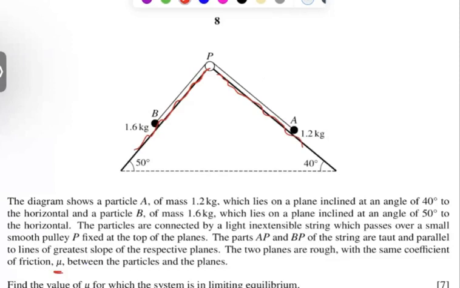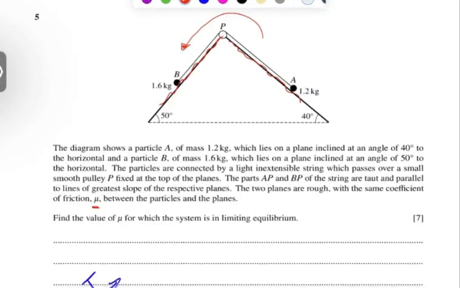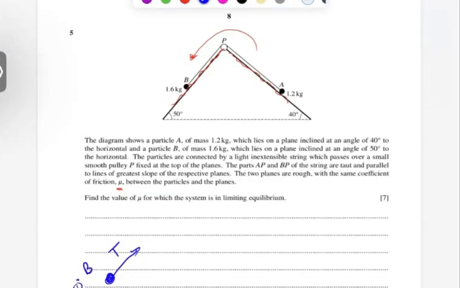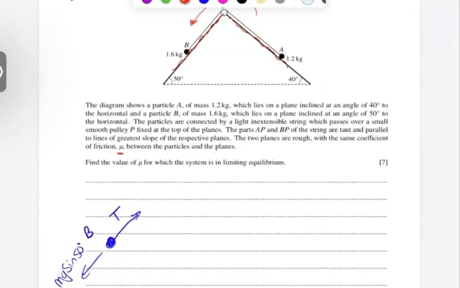B is also on a steeper slope, so without a doubt, it's going to go towards B. If B was heavier, but the slope was less steep, it could go either way. Okay, so in this case, they have been kind to us. It's not a question about which direction it's going. If B wants to slip down, that means friction on B is going to act up.